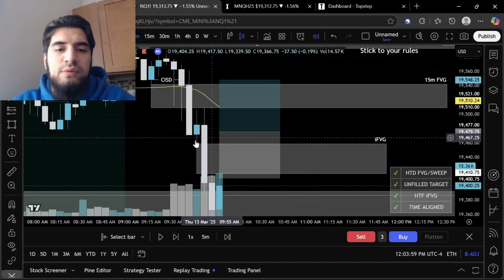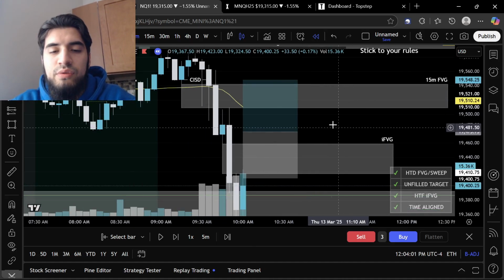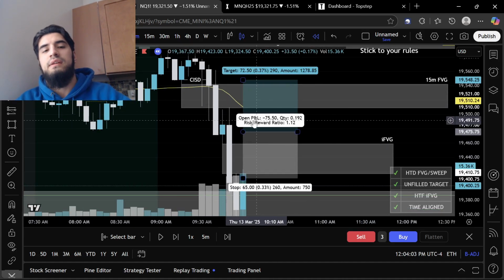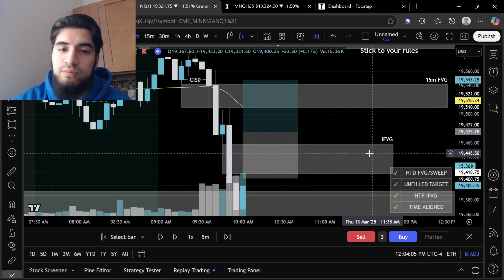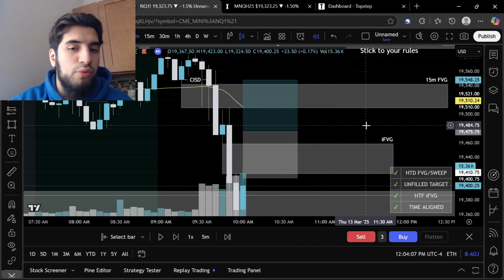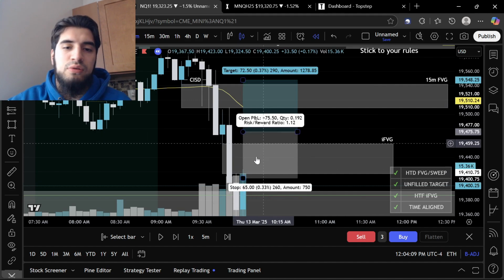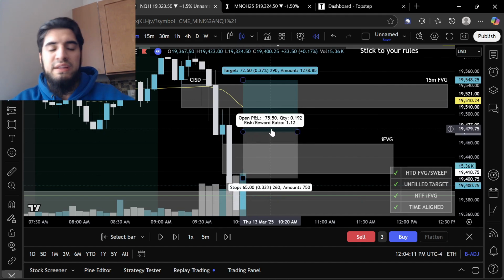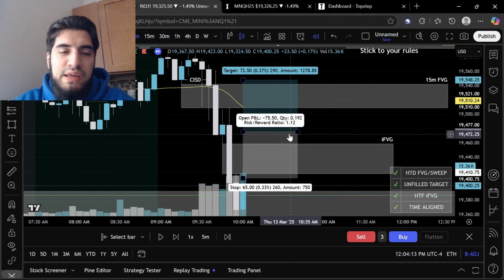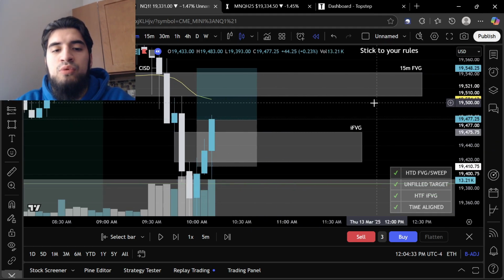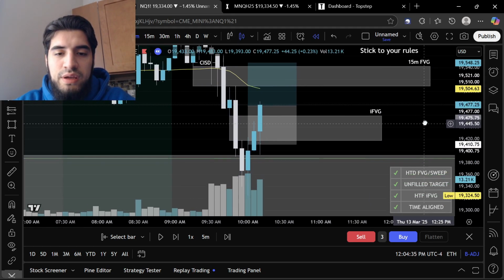Now you might think, what is this, a 1-to-1 kind of risk to reward? But this is how my strategy works. I don't need to catch 300-point moves and then have my stop loss at like 10 points or whatever. That's not how I trade. I'm okay with this kind of a stop loss, and we get that here. Boom. So we inverse this 5-minute fair value gap, right?